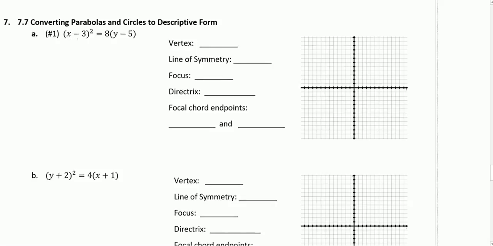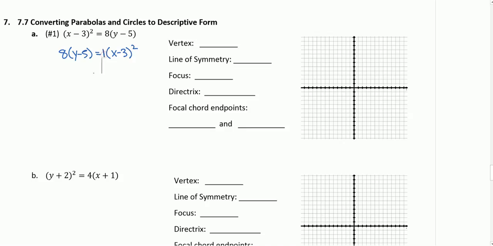So it's the x minus 3 that's being squared. We want that on the right side of the equation. Whatever's being squared should be on the right side. So I'm going to flip this around. 8 times y minus 5 is equal to, in parentheses, x minus 3 squared.